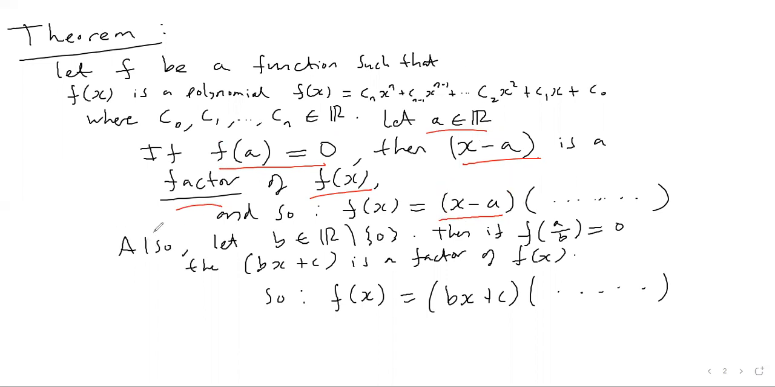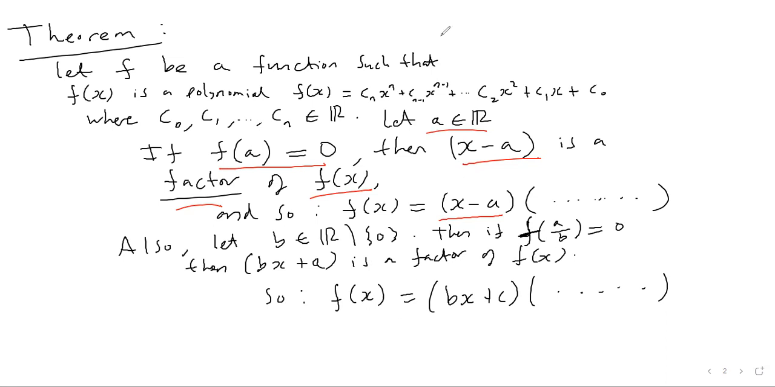And there's also a next point, a corollary from that. Also, let b be a real number apart from 0, so b can be any real number apart from 0. Then if f of a over b equals 0, let me just make this clear, this is an f here, my handwriting is not very good. Then what that means is that bx plus a, sorry, there should be an a here, let me edit this. So that's an a. That means that bx plus a is a factor of f of x.